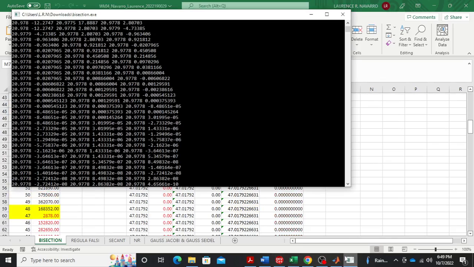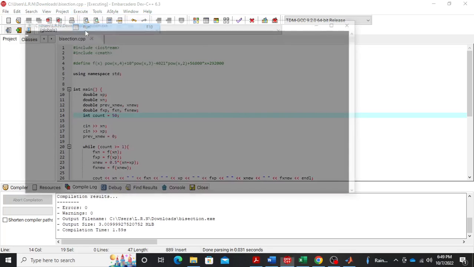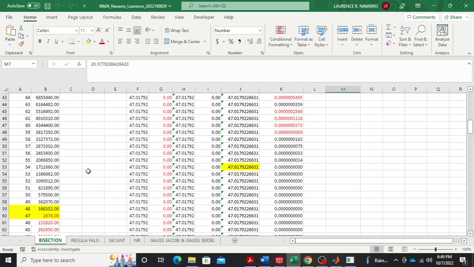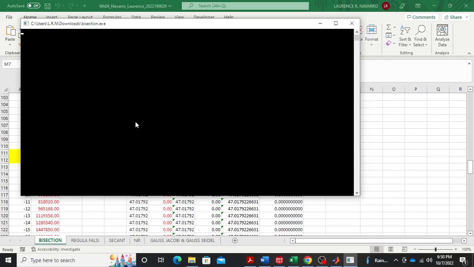Then next we will have, what's next? -5 and -4 for xn and xp. When typing initial values, we first write the xn. This is to assume that a negative value will appear first.